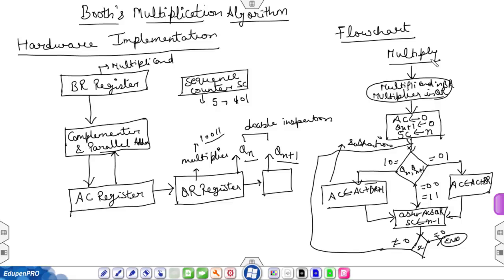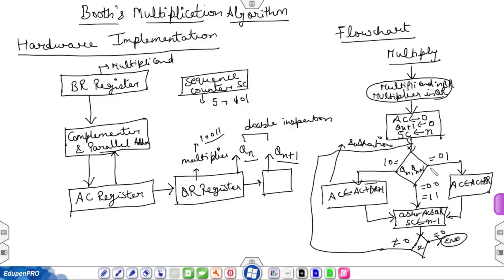What is happening here? Initially this is a multiply operation. The multiplicand is stored in the BR register. The multiplier will be stored in the QR register. Then the content of AC will be cleared to 0. The content of QN plus 1 will be 0 at the initial step, and N will be loaded into the sequence counter. Here N is equal to the number of bits in the multiplier. After that QN and QN plus 1 will be checked. The bits at the last position of the multiplier and QN plus 1 are both checked.